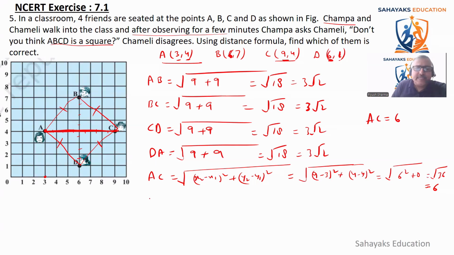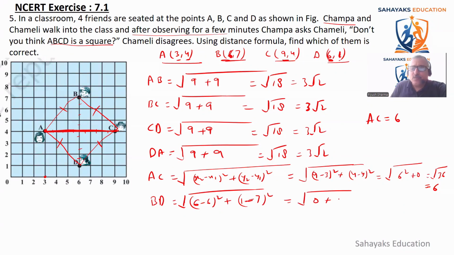Let's find BD also. BD is equal to square root of 6 minus 6 whole square plus 1 minus 7 whole square. This comes out to be 0 plus 6 square, and finally again it comes to 6. So AC is equal to BD. Diagonals are equal. So we can say that ABCD is a square.